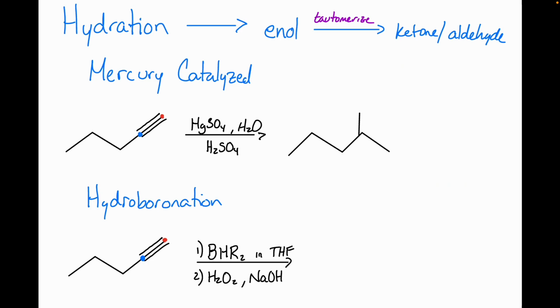So in the case of our mercury catalyzed, it's going to put the oxygen on the more substituted carbon, so on the blue carbon. Okay, and again, it's going to tautomerize into a ketone.